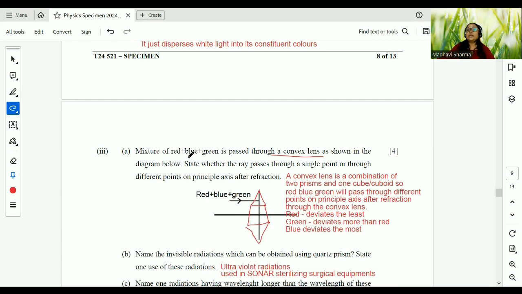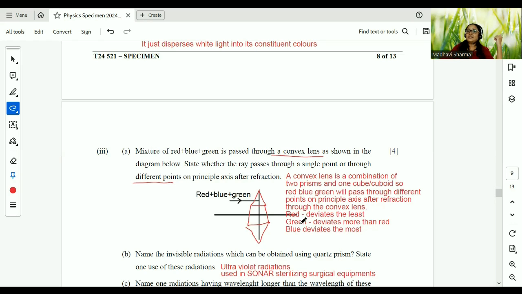Okay, a mixture of red, blue and green is passed through a convex lens as shown in the diagram below. State whether the ray passes through a single point or through different points. Yes, of course it will be different points, on the principal axis. Why? Because a convex lens is a combination of two prisms and one cube or a cuboid or a rectangular block, whatever you call. So red, blue and green will pass through different points on the principal axis after refraction through convex lens.